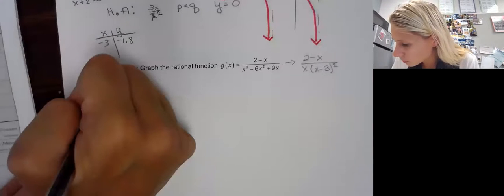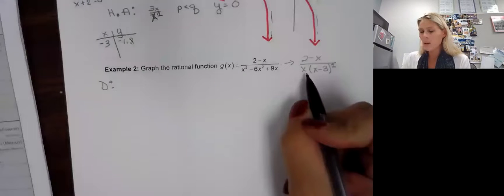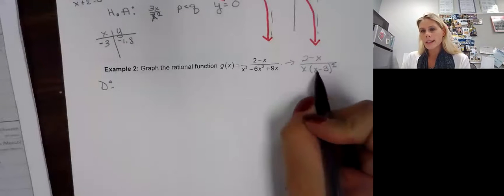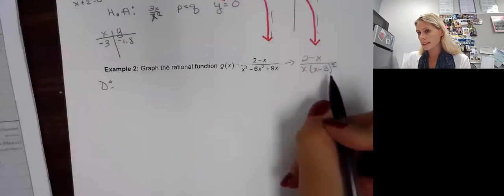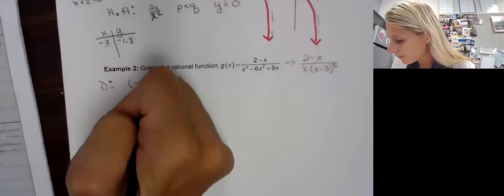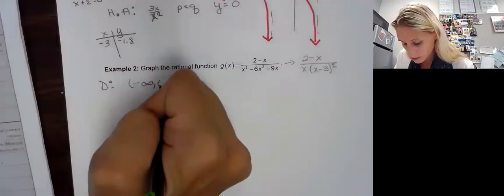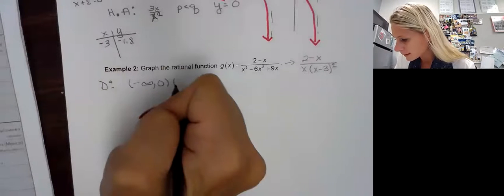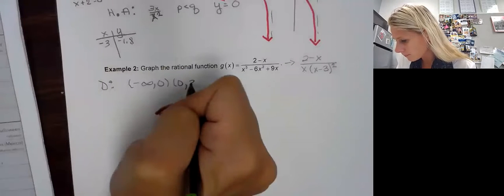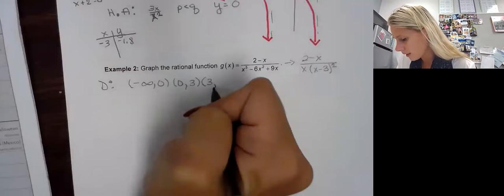Next, let's talk about domain. Well, domain cannot be 0, and it cannot have 3 in there, because then we would have 0 in the denominator. So I go from negative infinity to 0, 0 to 3, and 3 to infinity.